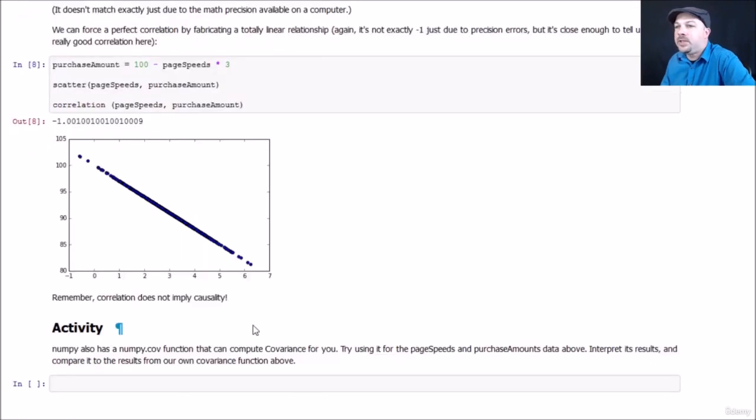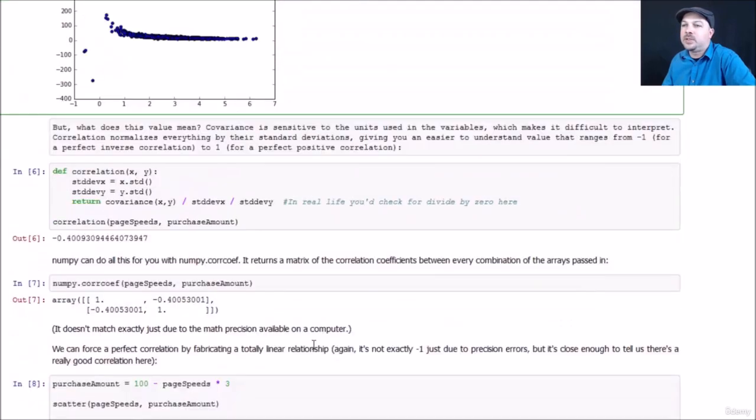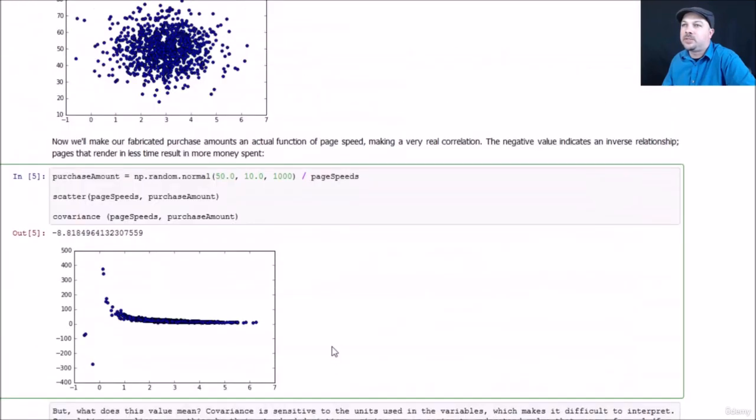So get your hands dirty, roll up your sleeves. I want you to use the numpy.cov function. That's actually a way to get NumPy to compute covariance for you. We saw how to compute correlation using the corrcoef function, so go back and rerun these examples just using the numpy.cov function and see if you get the same results or not. They should be pretty darn close.